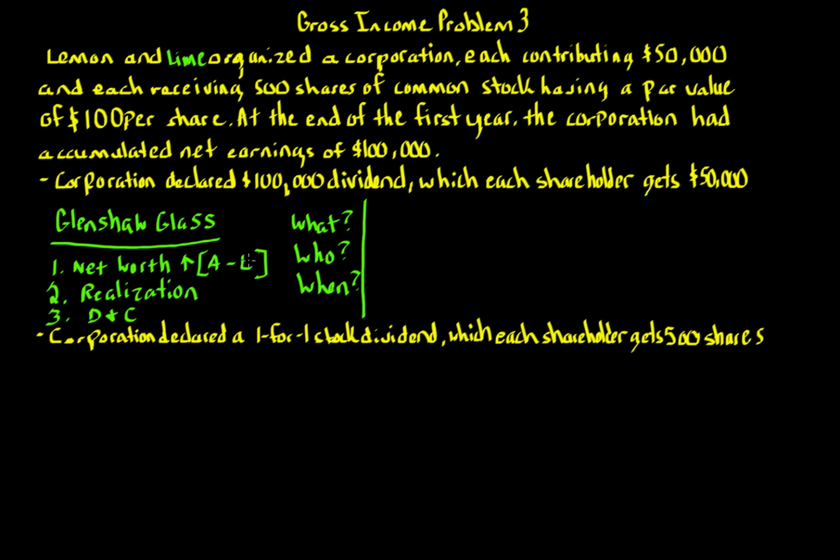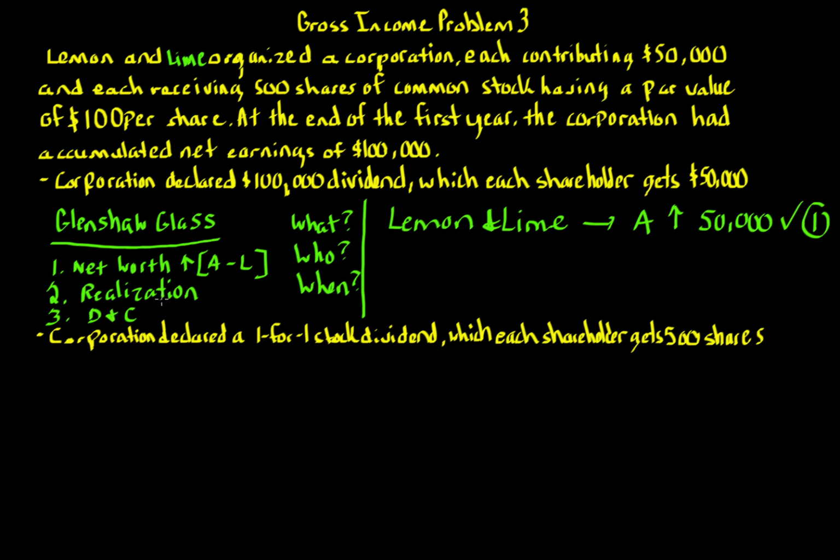With respect to net worth, have assets gone up? Well, before, Lemon and Lime each owned stock. They each contributed $50,000 of money for $50,000 of stock. And then after, they have the $50,000 of stock, plus they have $50,000 of cash. So both Lemon and Lime, that's who our who is here. We're looking at both taxpayers individually. Yes, assets have gone up by $50,000 for each taxpayer. So yes, we do have net worth, so number 1 is satisfied. Net worth has gone up. For the when question, we're specifically focusing on when the shareholder gets the $50,000 of cash, the end of the year.